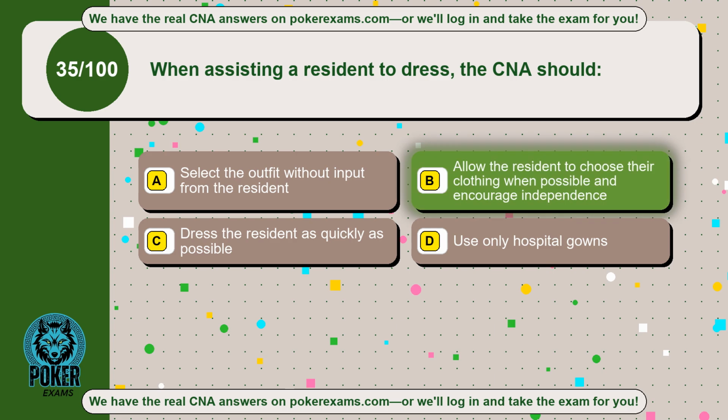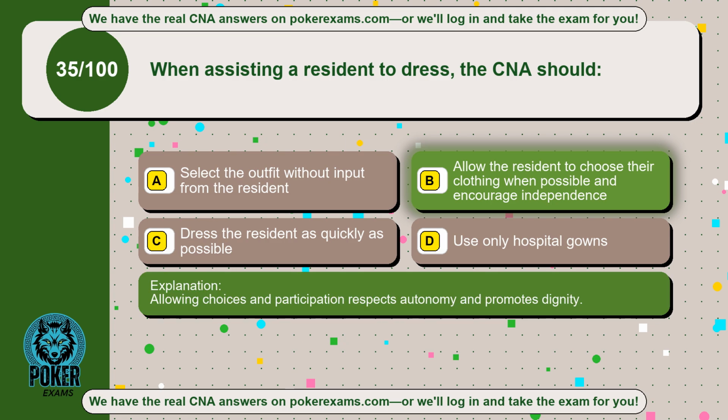The correct answer is option B. Allow the resident to choose their clothing when possible and encourage independence. Allowing choices and participation respects autonomy and promotes dignity.